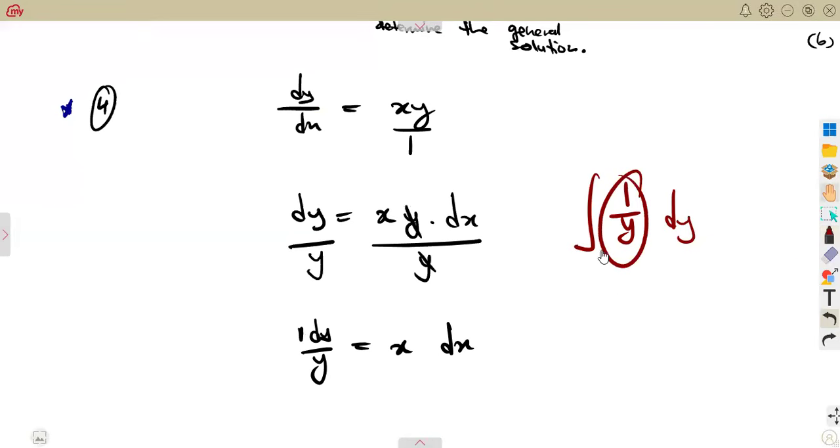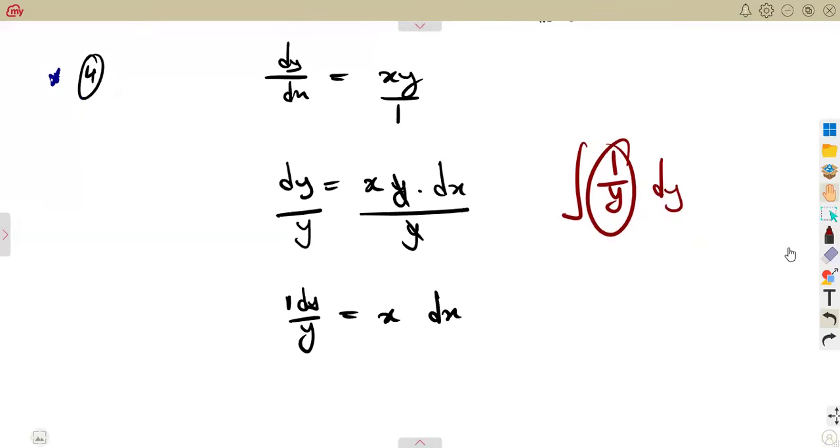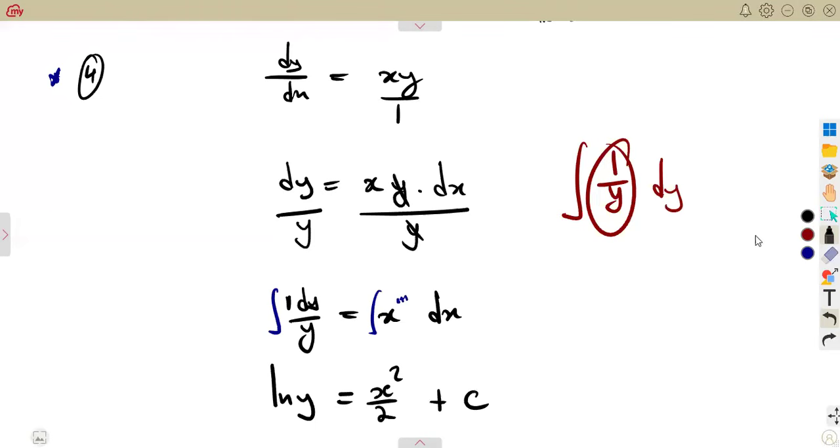This is from our basics of integrals. We know that the integral of 1 over x is ln x, and 1 over y is ln of y. So this will give us the ln of y if we are to integrate both sides. So that is the ln of y, and this side will be x squared over 2. This is what I want you to understand: you are supposed to have a constant, which is c, like this.